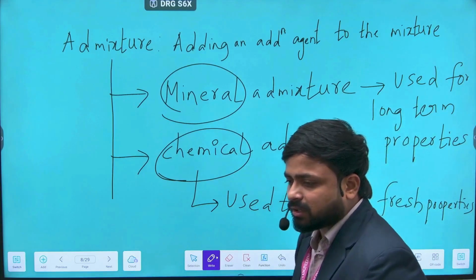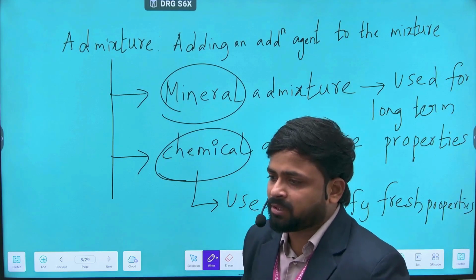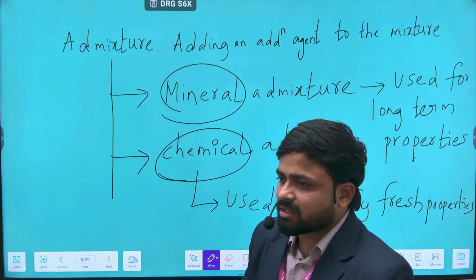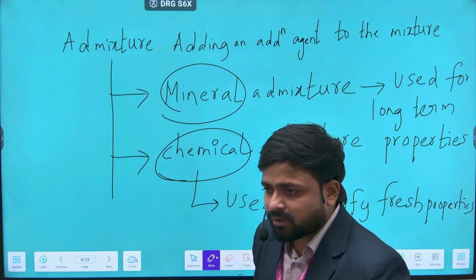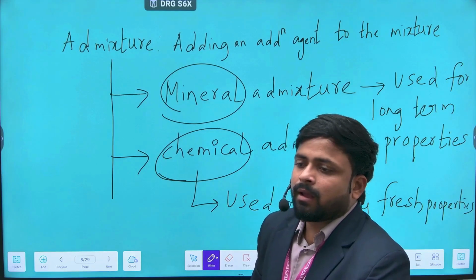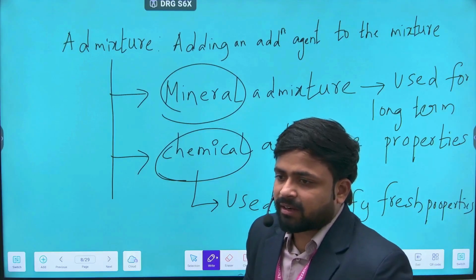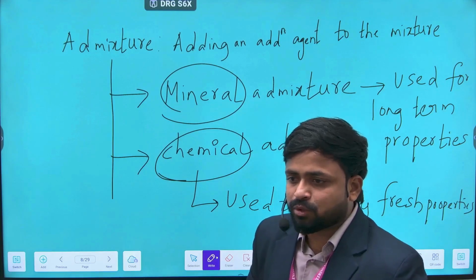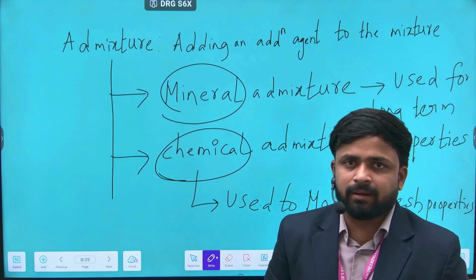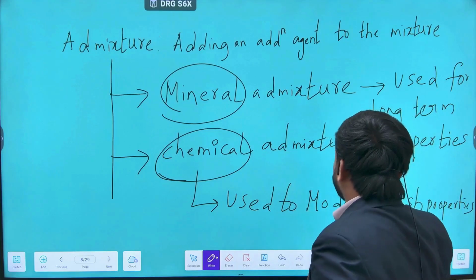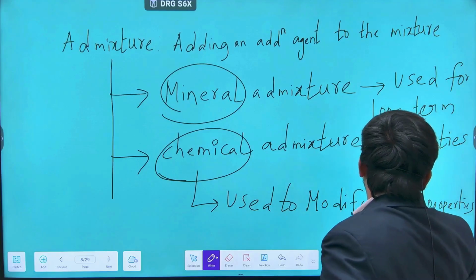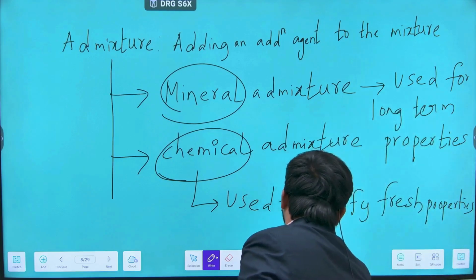No, I want to modify only long term properties, that is strength and durability. I want to achieve some more strength, additional strength. I want durability characteristics for my concrete. So what am I going to add? So I am going to add mineral admixtures. Here I am going to add chemical admixtures used to modify fresh properties of concrete.